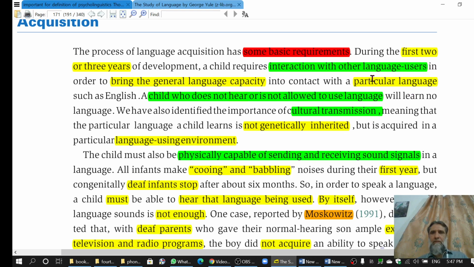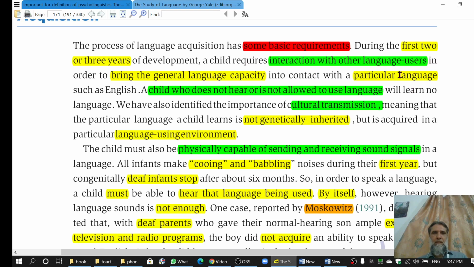What will be the benefit of this? The benefit would be that this general capacity for language will be converted or will come into action in order to learn some specific language, particular language, which may be any language. In our case here, this is English language. So this is the first condition, the first requirement, interaction with other language users.